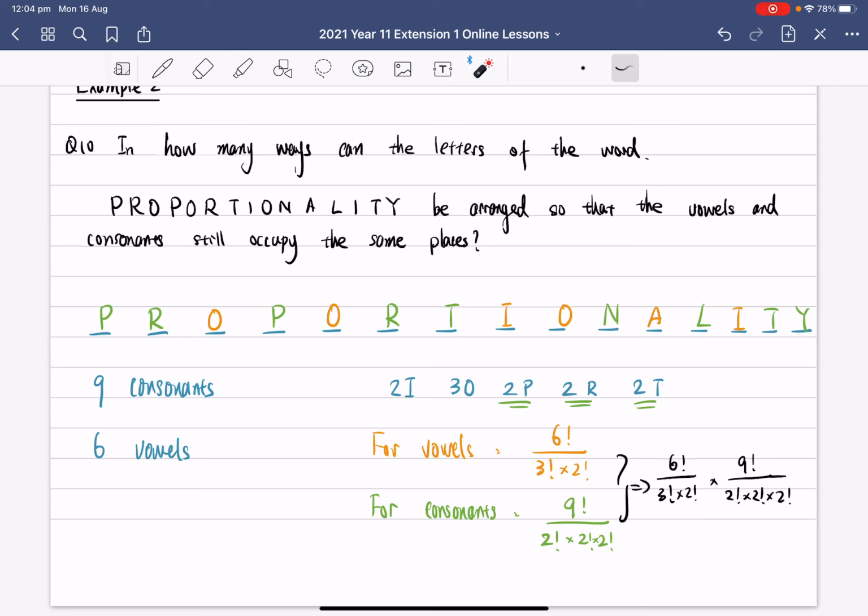Definitely try this exercise. It's a very interesting exercise with quite a few different interesting restrictions. But keep in mind, starting from now, for future questions, if you see a common element in the words, you need to divide by the number of times that common element appears. All right, thank you.